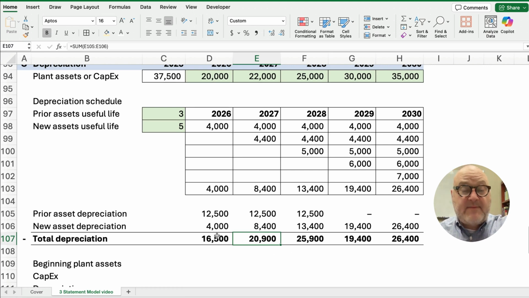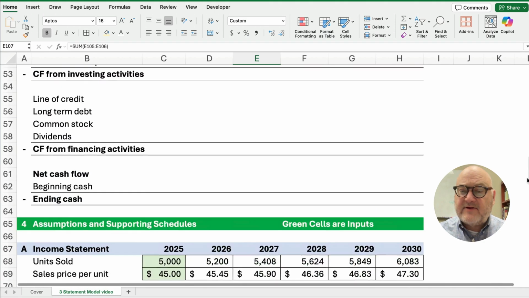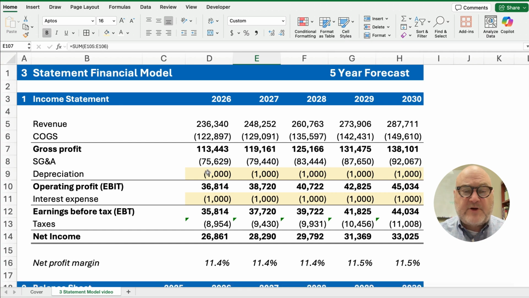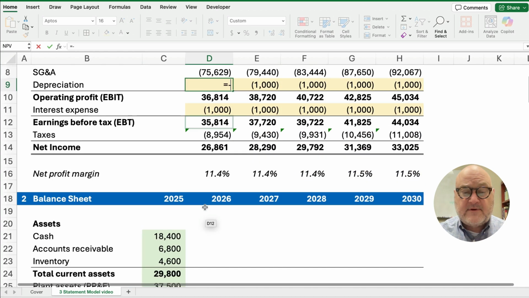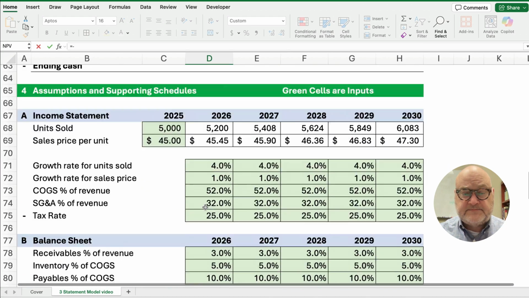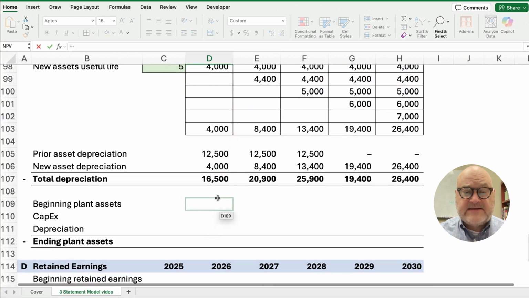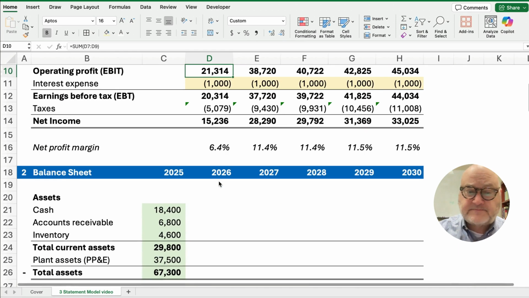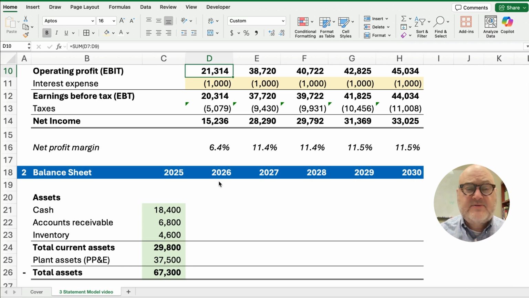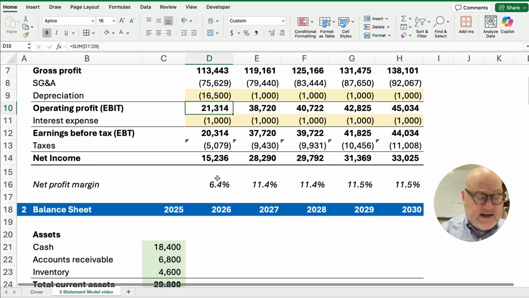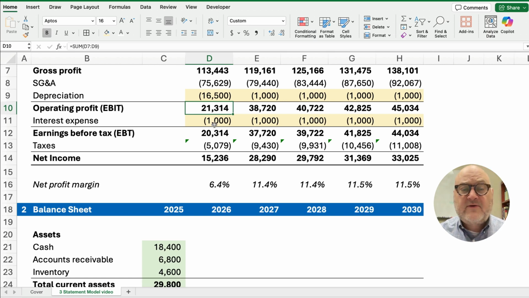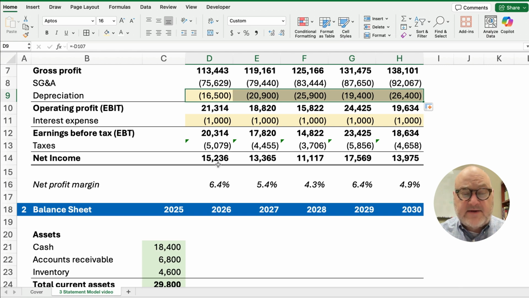We can now put this way back at the very top in our income statement. We have depreciation now, so let's use that all the way at the top. Our depreciation is not going to be negative 1,000. It's going to be equal to negative, and go all the way back down, 16,500. So that is our depreciation for the very first year. Then we copy it all the way across. That's our depreciation numbers, and you see our net income goes down, and also our net profit margin goes down.